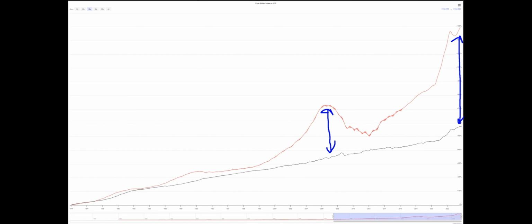How much of a correction? I'd say you've got to look at about 40% at some point to get back into the norms of not only the Case-Shiller index versus the CPI, but also in terms of income, right? Okay, so I thought those were two pretty powerful charts.